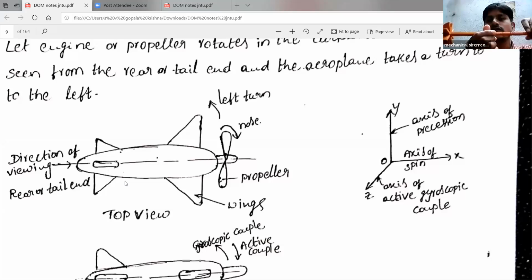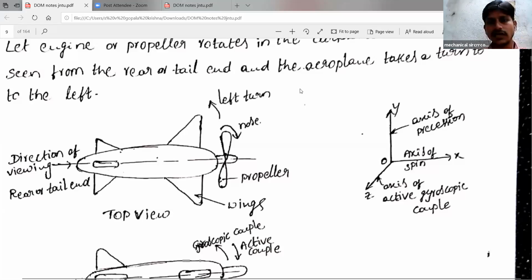All of you observe that. The plane will take to the left side. The direction of viewing is there, and the plane will take to the left side, a left turn. Then for the effect of gyroscopic couple, here we have one bold mark. All of you observe that. Here is one bold mark.